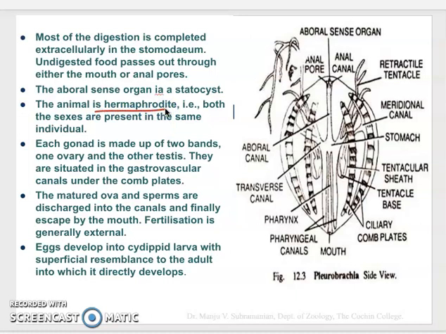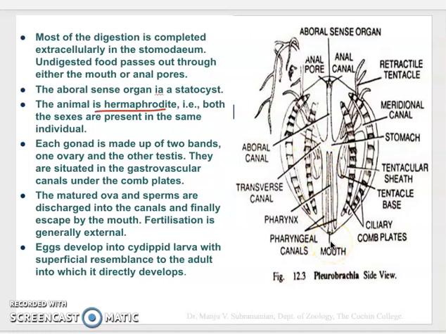Each gonad is made up of two bands, one ovary and the other testis, and they are situated in the gastrovascular canals under the comb plate. Under this comb plate, you can see the gonads. The mature ova and the sperm are discharged into the canals and finally escape by the mouth.